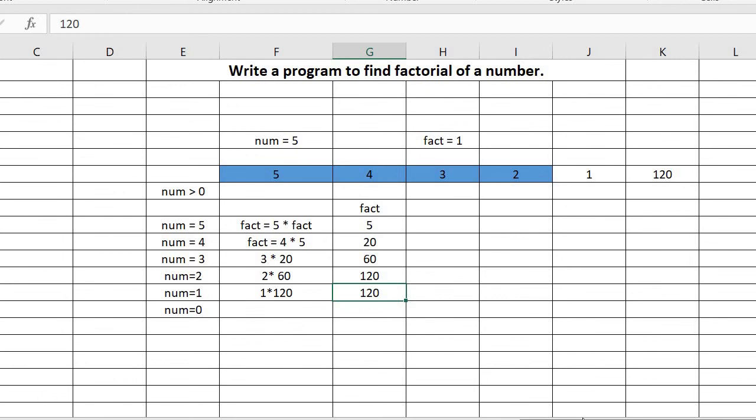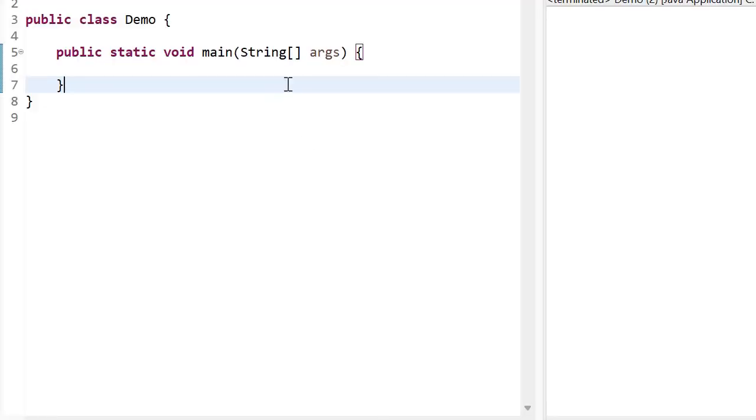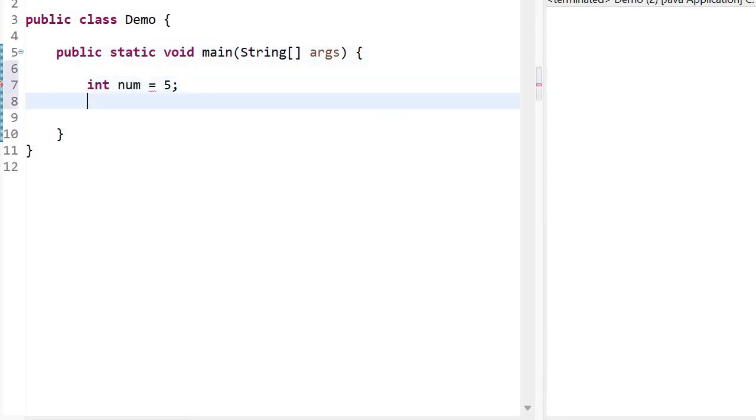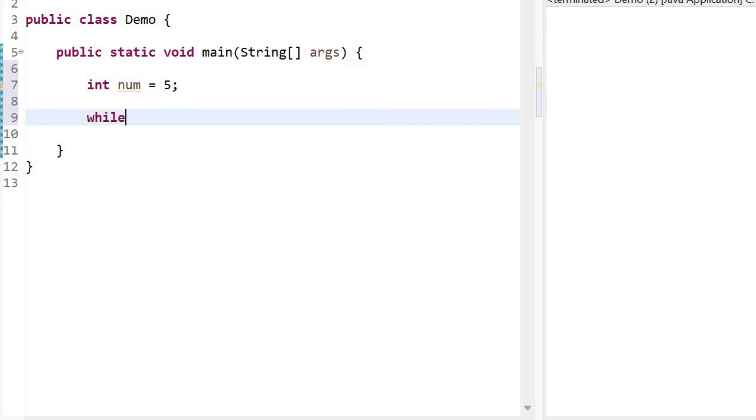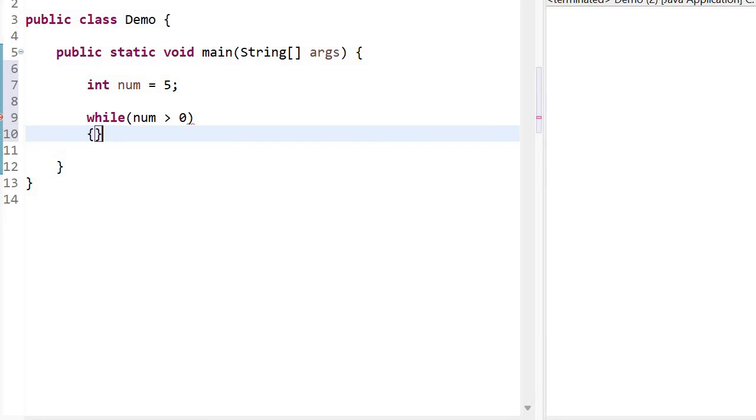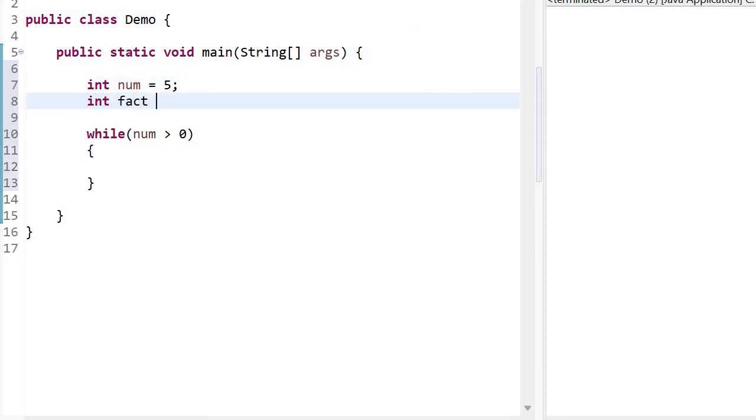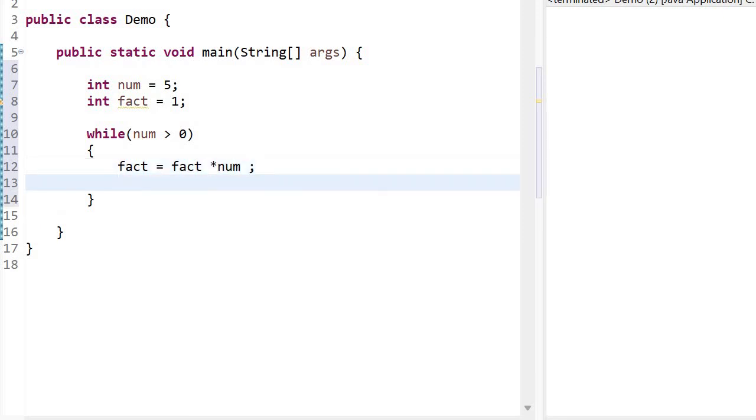Let's move on to the coding section. As of now, I will take the variable num here. Say I will take 5. Now I will write a condition, that is, while num is greater than 0, do what? Take a variable named fact and initialize it with 1. Then I will write fact is equal to fact into num. And after that, decrement the number value.